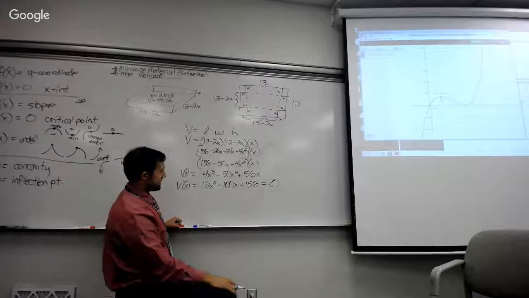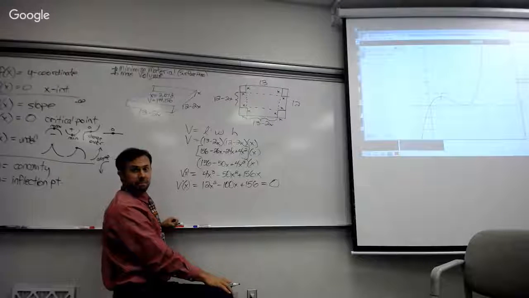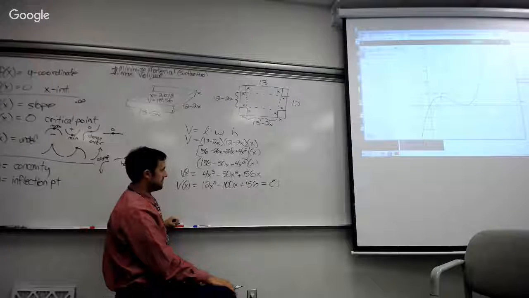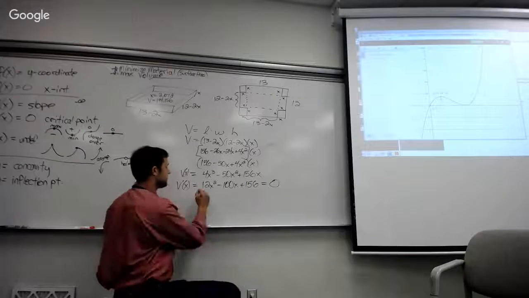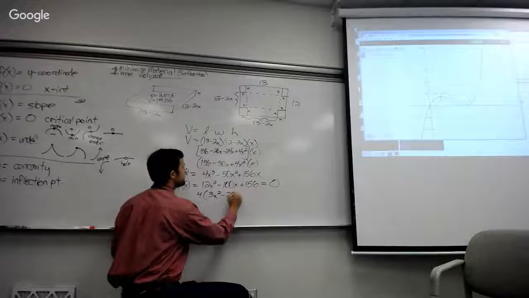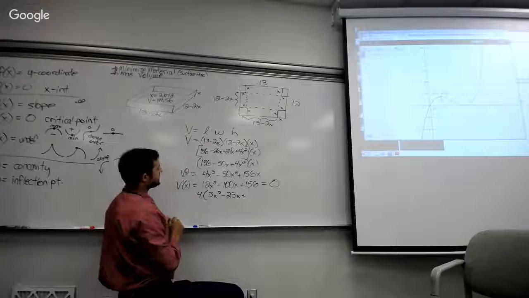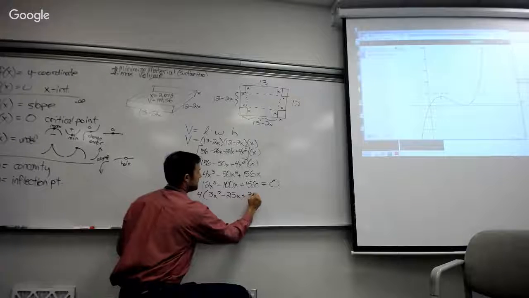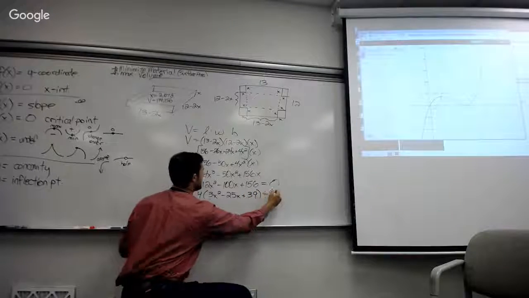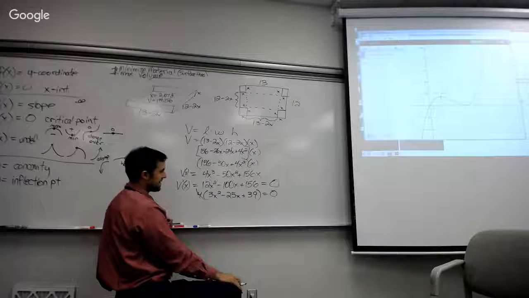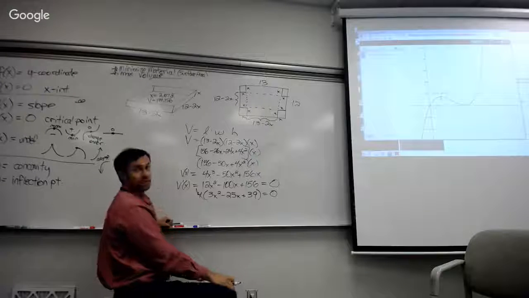Can we factor anything out? We can definitely factor out a 2, maybe even a 4. Might as well factor out a 4. So we take out a 4, that's 3x squared minus 25x plus what? How many times does 4 go into 156? 39. 39, great. So the 4 cancels out, and I don't think that factors, so we would have to use the quadratic formula.